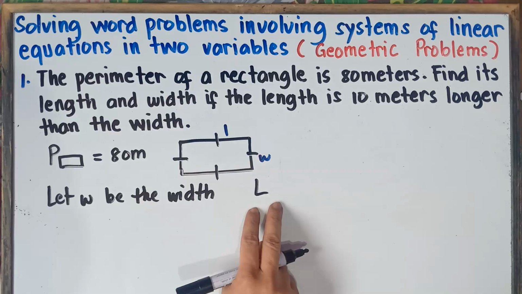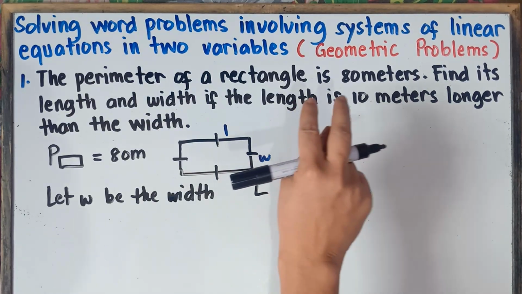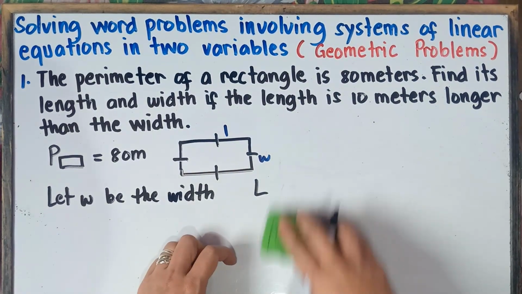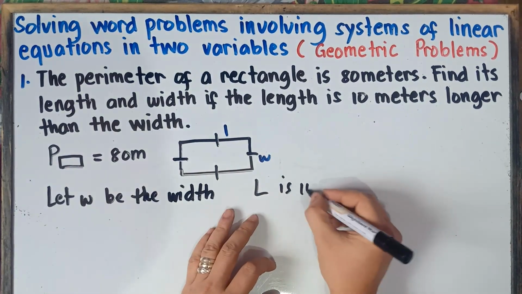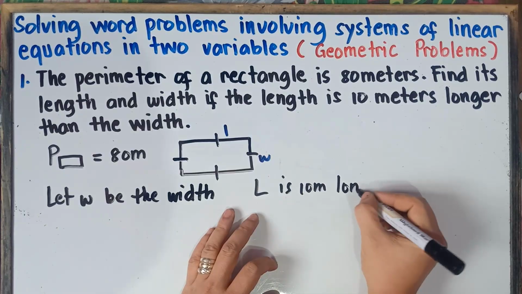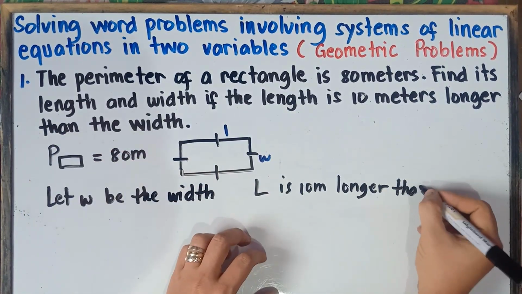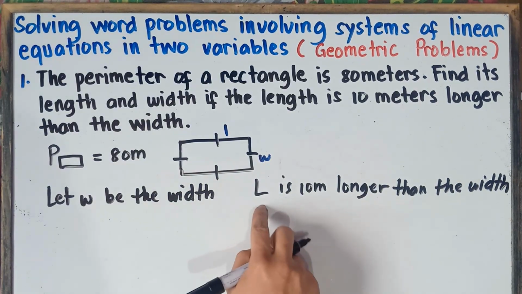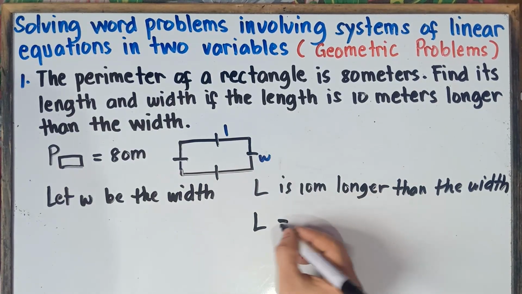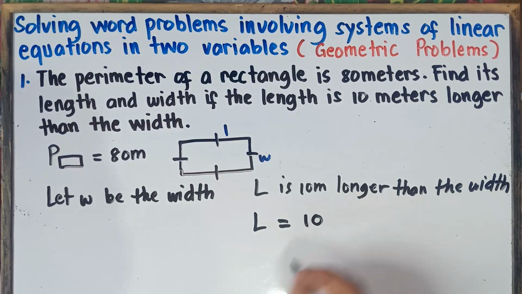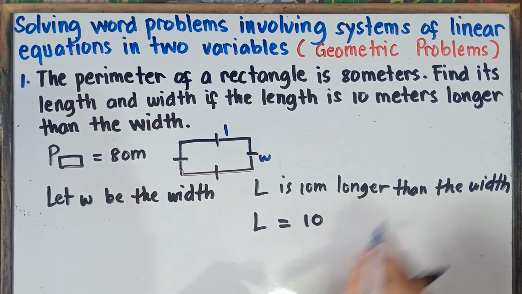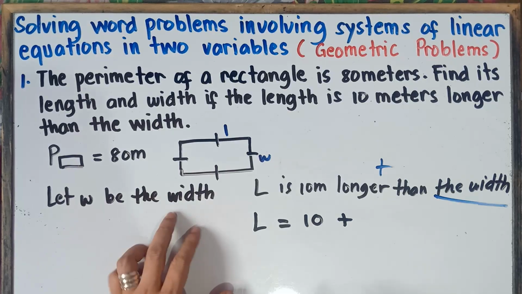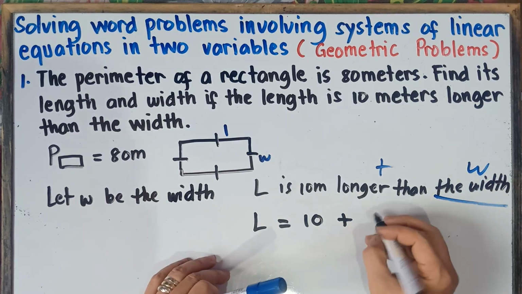I'll just write L. Once again, class, writing this into a mathematical equation. Length, that would be L, is, that would be the equal sign. Let me write that one, class, for you not to be confused: length is 10 meters longer than the width. Now, how will you write this in a mathematical equation? Length, that would be L, is equal sign, 10 meters, that would be 10, longer than, of course, that would be plus sign, and then the width, that would be W. So this will be 10 plus W.